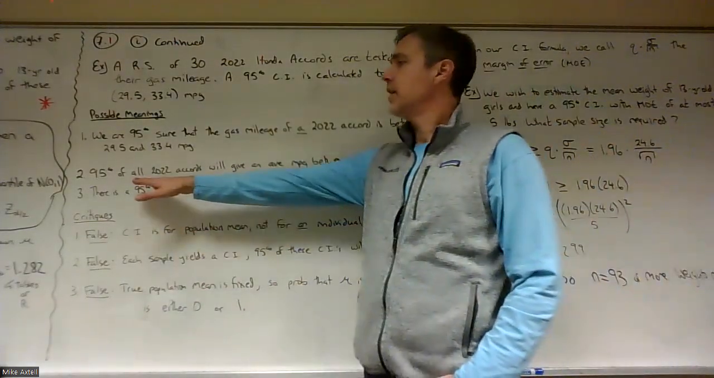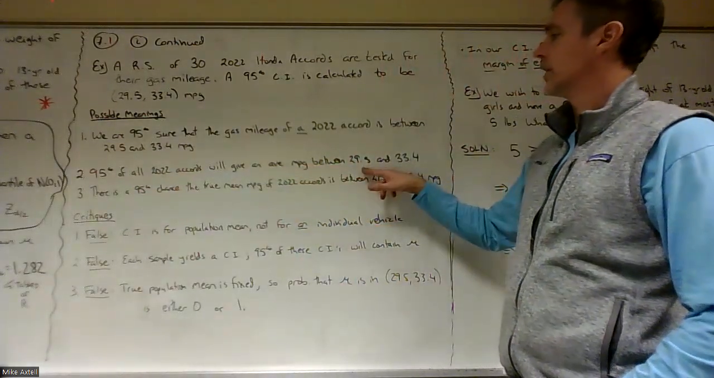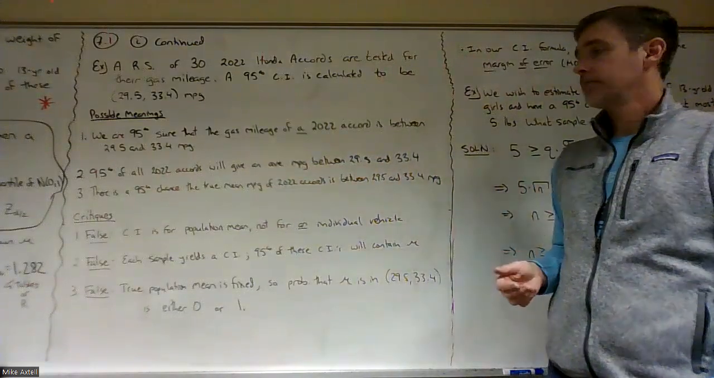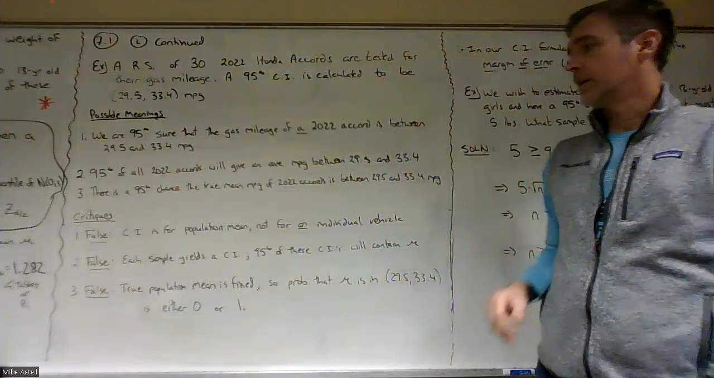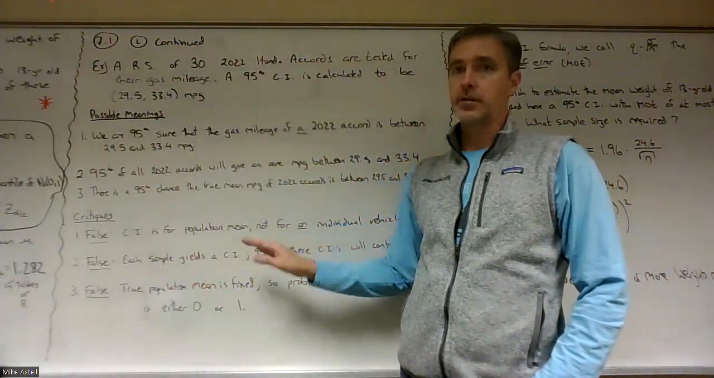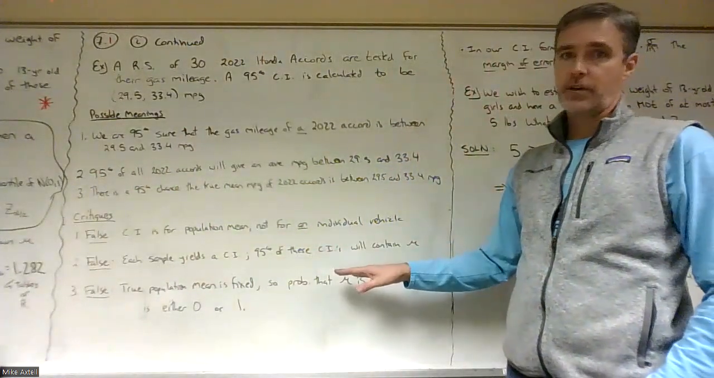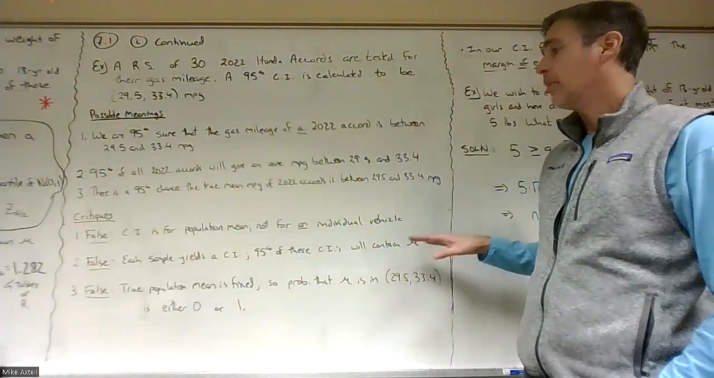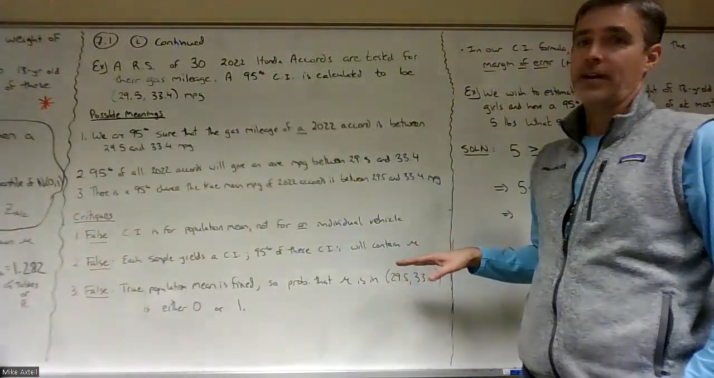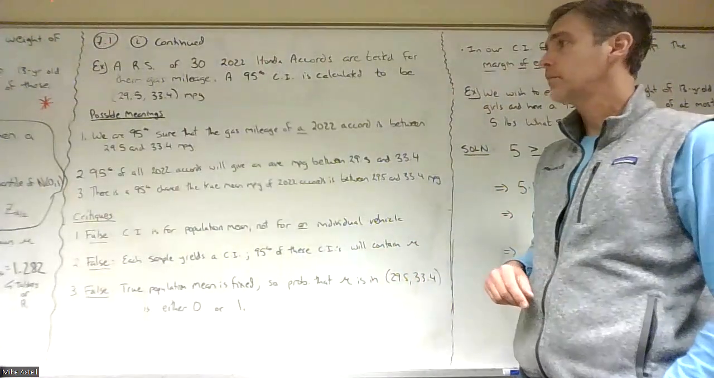Another possible meaning, 95% of all 2022 Accords will give an average MPG between 29.5 and 33.4. This is also false. The confidence interval means that each sample of 30 Honda Accords yields its own confidence interval, and 95% of these confidence intervals will contain the population mean mu, okay? Not that 95% of the vehicles will land within that zone.